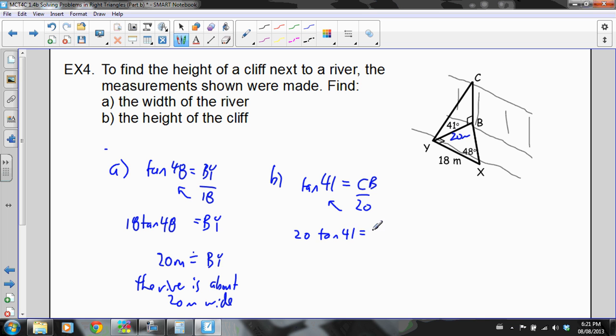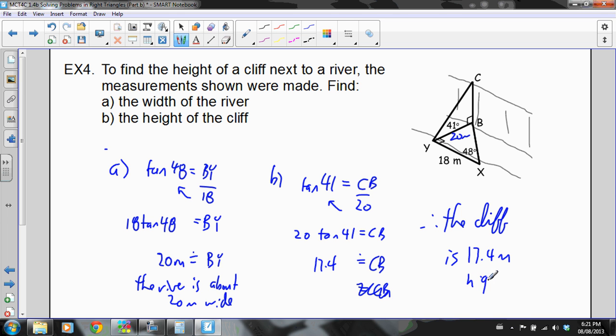Same calculations, right? Use a calculator, and that's about 17.4. Oops, done. Next.